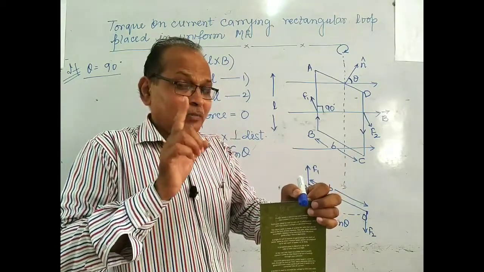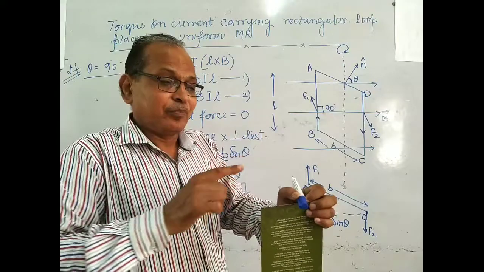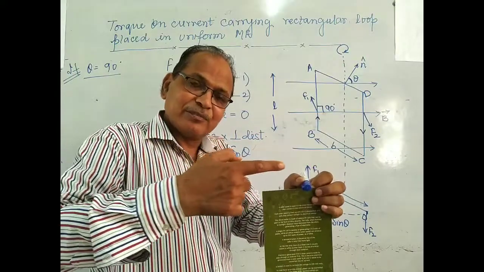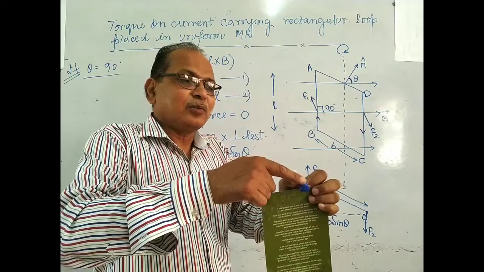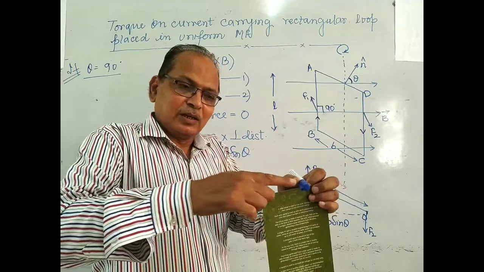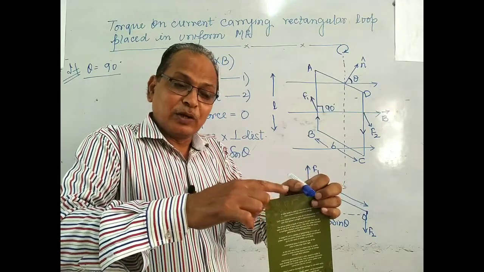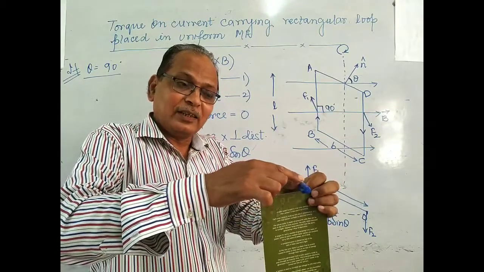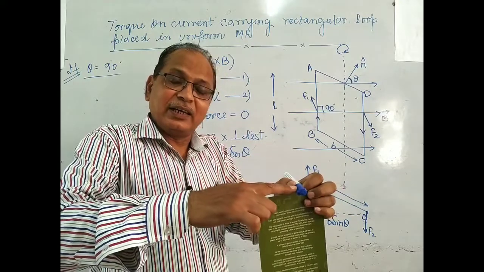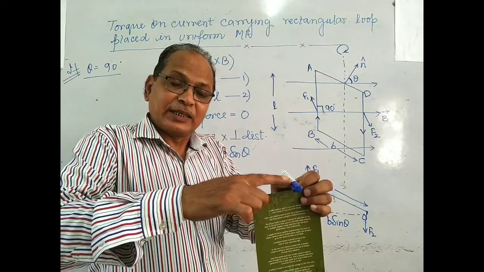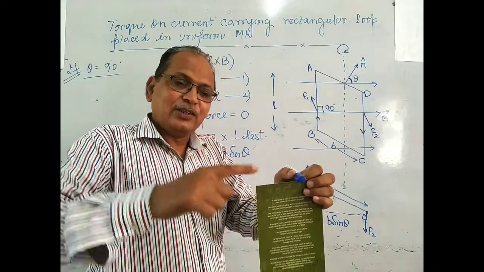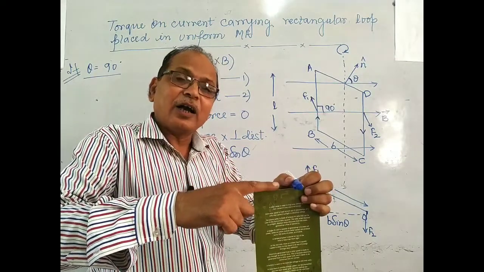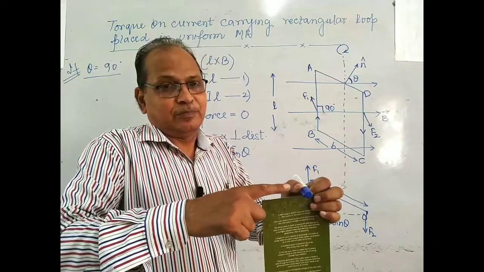What does it mean? Remember, see the diagram. These are magnetic lines. This is the normal to the plane. Normal to this plane and the magnetic lines make an angle of 90 degree. That is, plane and magnetic field are parallel to each other.